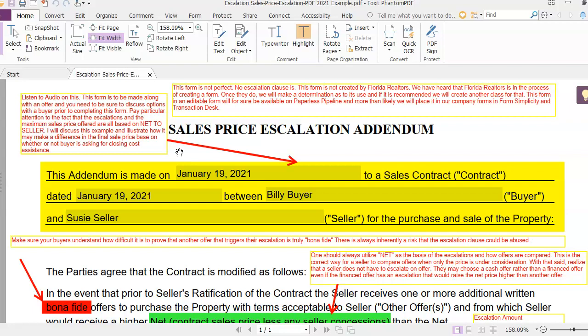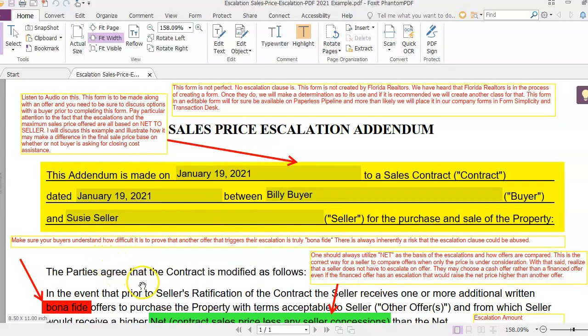When we talk about escalations, we want escalations that are based upon the net, and escalations being triggered by another offer that has a higher net, not just a higher offer. It's very important to help protect your buyer. All right, pretty straightforward. You put the actual offer date on here, the date it was dated, between Billy Buyer and Susie Seller, and we go through.